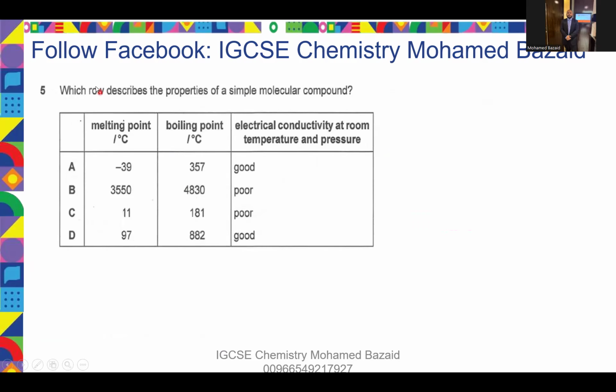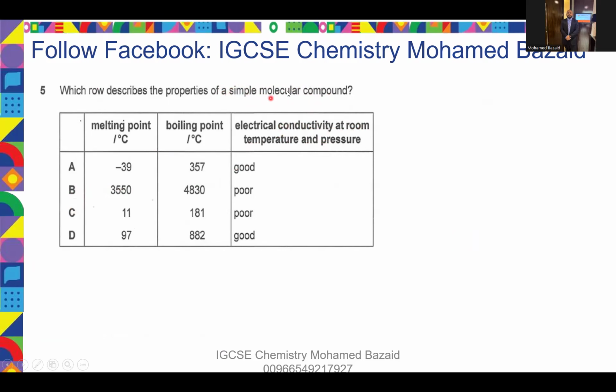Question number 5. Which row describes the properties of a simple molecular compound? Simple molecular compound, so this is a covalent compound. Electrical conductivity at room temperature and pressure for a covalent compound is poor. So the answer is B or C.